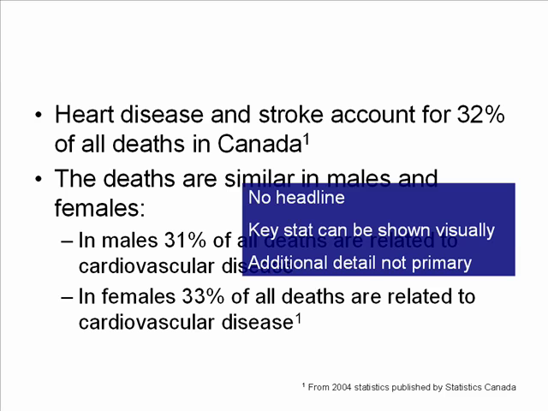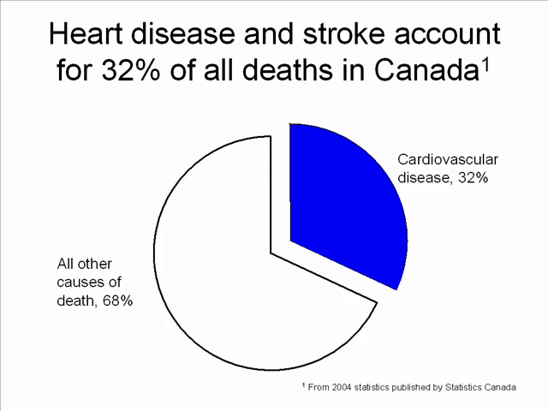So here's how I redid this slide. Very simple slide, and let me show you how I would present it. Folks, as you can see, heart disease and stroke account for almost 1/3 of all of the deaths in Canada. And it's pretty much evenly split when we look at males and females. Males it's 31%, females is 33%, so it's almost exactly the same. And the key point here is that the largest percentage of any of the causes of death is due to cardiovascular disease. So you notice how, first of all, it's a pie chart.